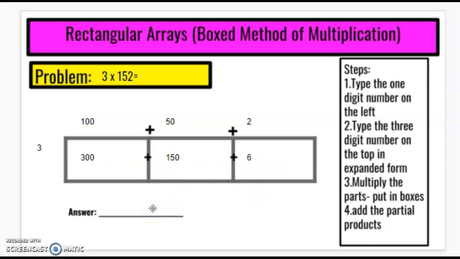So if I wanted to, I can do it on a piece of paper, on a whiteboard, or I can do it in my head. 300 plus 150 plus 6 is 456. So I'm going to type that there, 456, and I'm finished. So this is what you're going to do with all the problems for today.